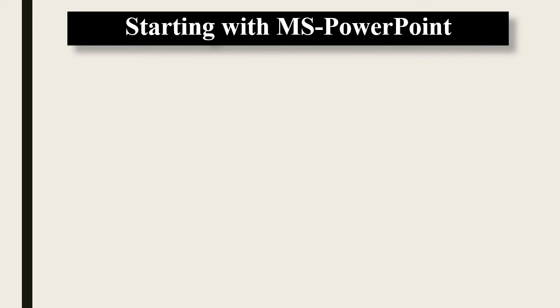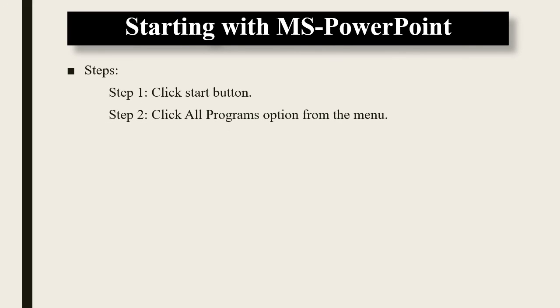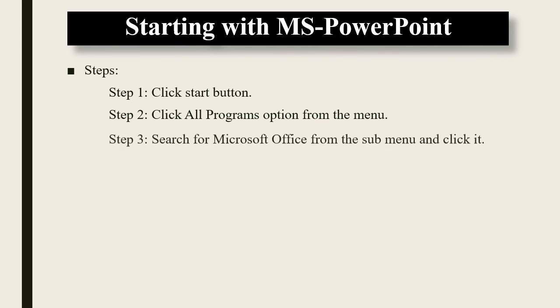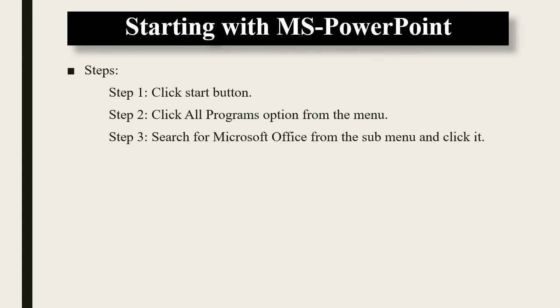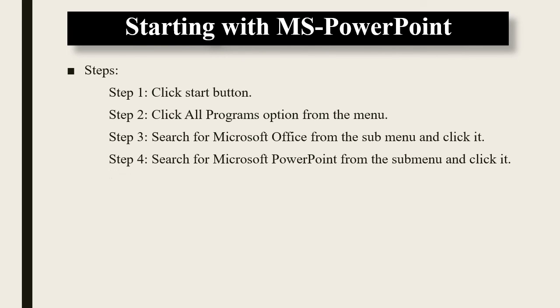Next, starting with MS PowerPoint. Following are the steps to start MS PowerPoint. First step is to click on the start button. Second, click the all programs option from the menu. Then search for Microsoft Office from the sub menu and click it. Step number 4, search for Microsoft PowerPoint from the sub menu and click it. So these are the steps for starting MS PowerPoint.